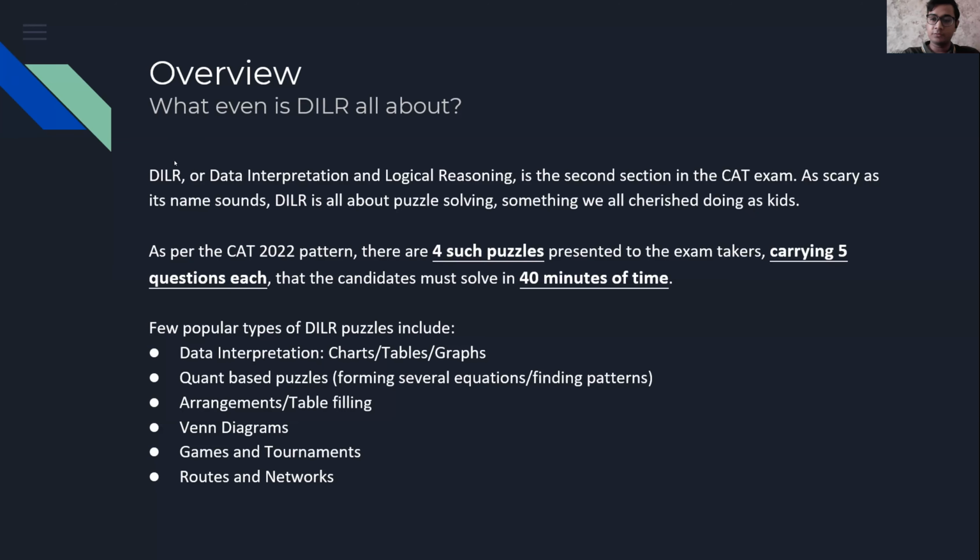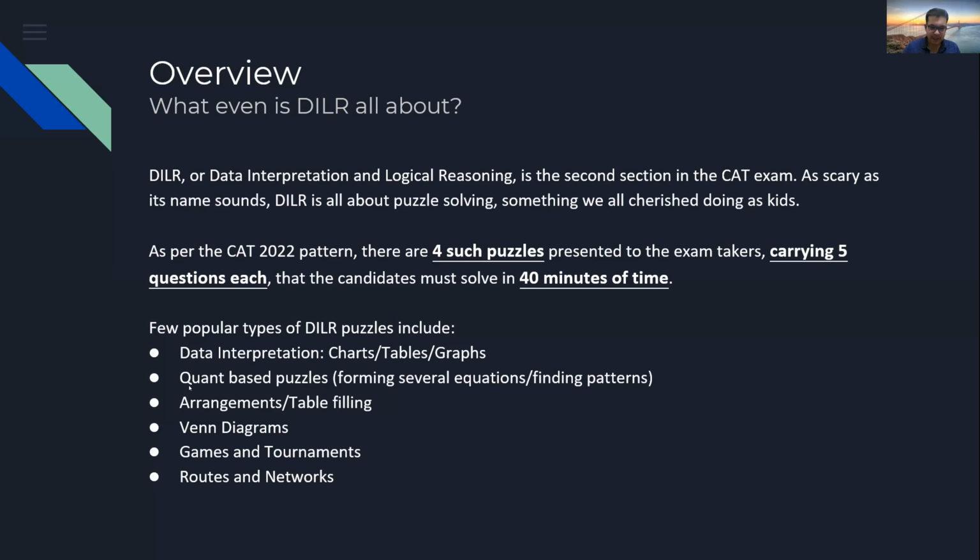Next is Venn diagrams, which are very standard questions, and you can really understand and master them through practice. Then there are some games and tournaments, which have been a pain for many aspirants in the past few attempts. I think we'll cover that later in the session. Then there are rules and networks, and then there are miscellaneous sets which cover multiple of these topics, right? So we can move on to the next slide.